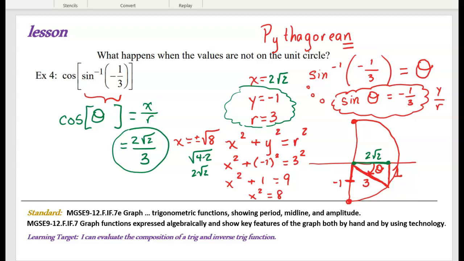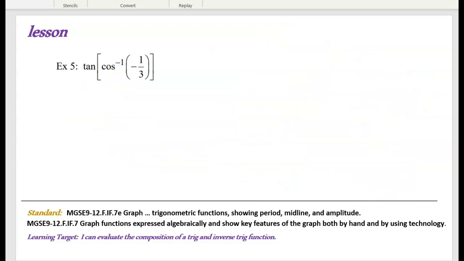All right, let's do another one. All right, tangent of something. So I'm going to call that something cosine inverse of, and it just happens to be -1/3 again. It could be whatever. We'll mix it up in a minute. All right, so I'm going to call this theta. Now this was intentional.